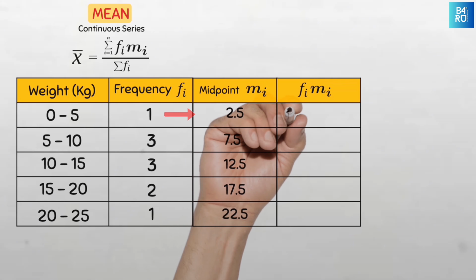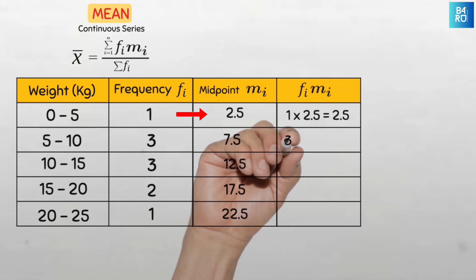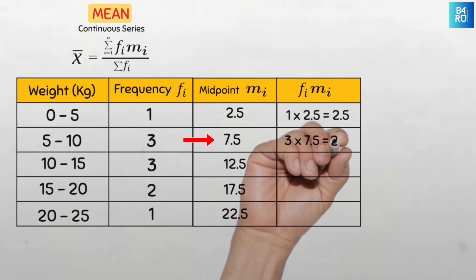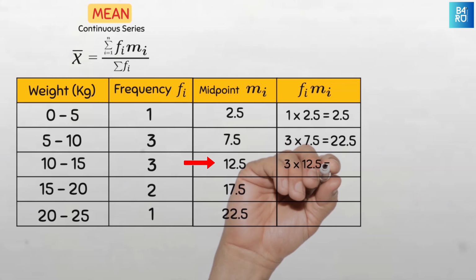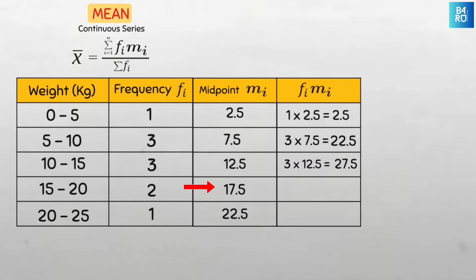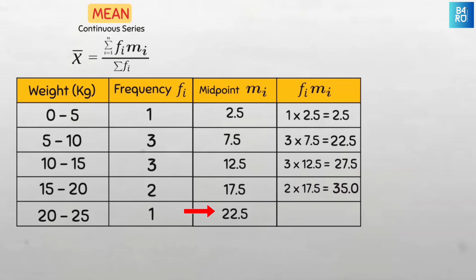So here for the first class, we'll multiply 1 times 2.5, and that's 2.5. For the second class, 3 times 7.5, and that's 22.5. Here 3 times 12.5, that's 27.5. 2 times 17.5, and that's 35. And lastly, 1 times 20.5, and that's 22.5.